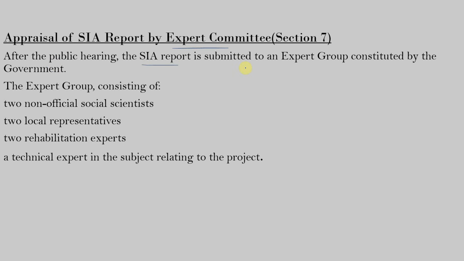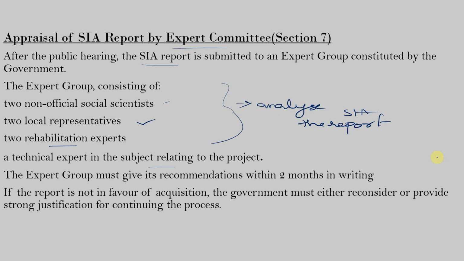And in Section 7, the same report is sent to the expert committee. After public hearing, the SIA report is submitted to an expert committee constituted by the government. So, the expert committee group consists of 2 non-official scientists, 2 local representatives, 2 rehabilitation experts, and a technical expert in the subject relating to the project. So, this group will further analyze the report. The expert committee must give its recommendations within 2 months in writing.